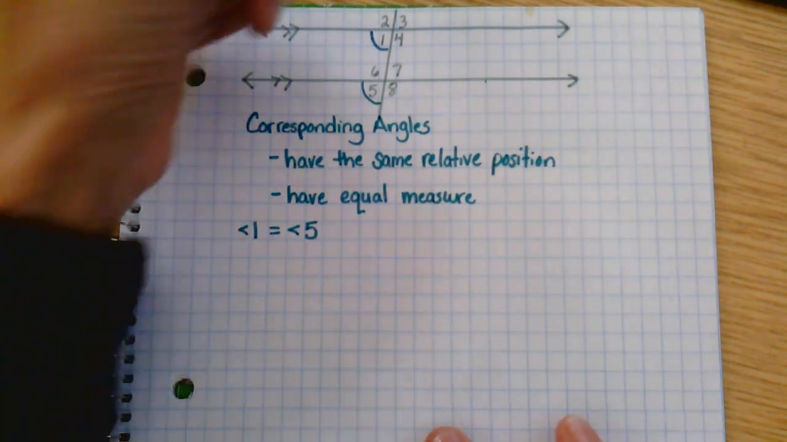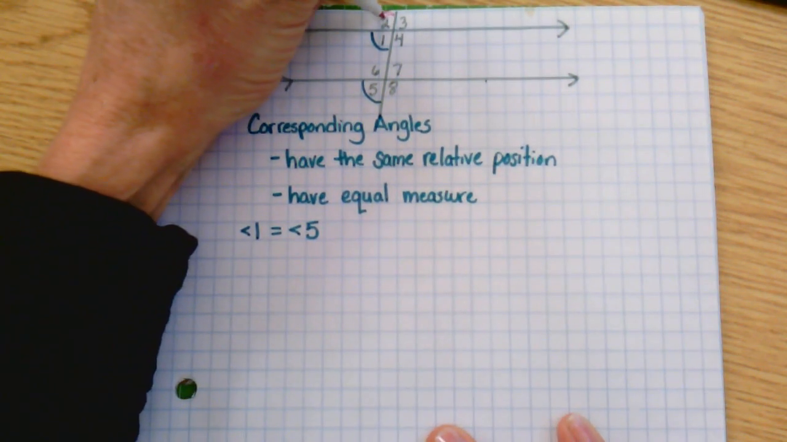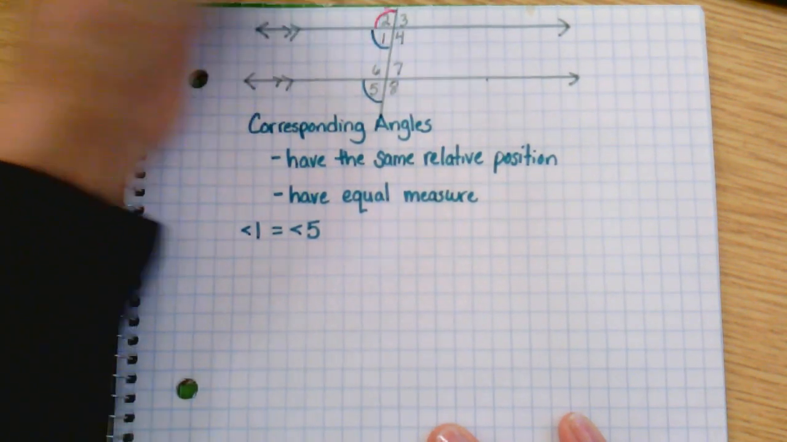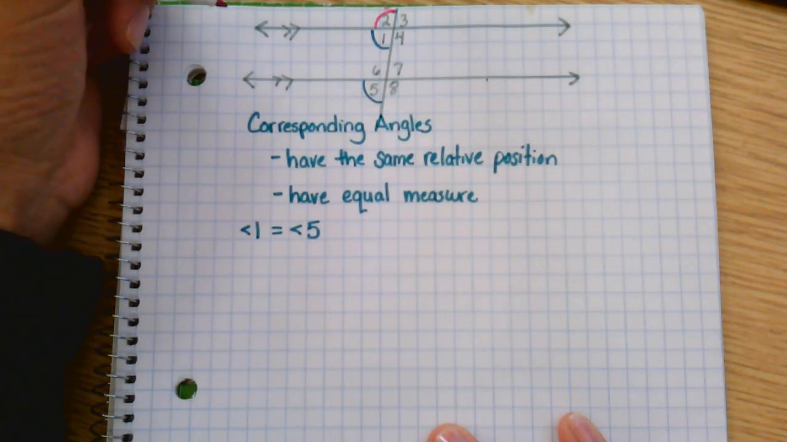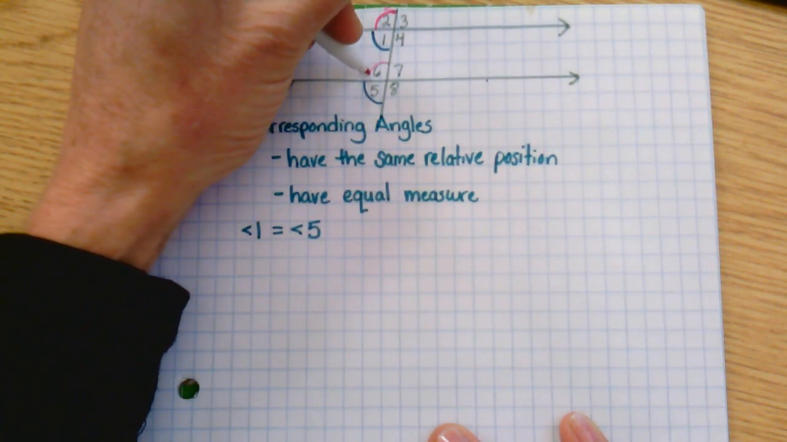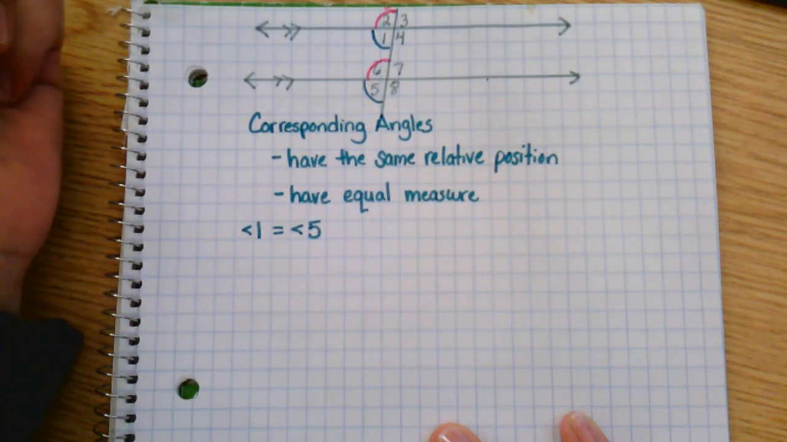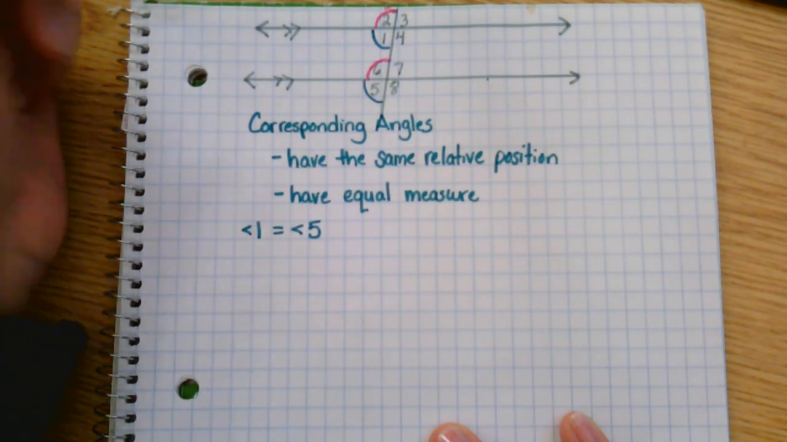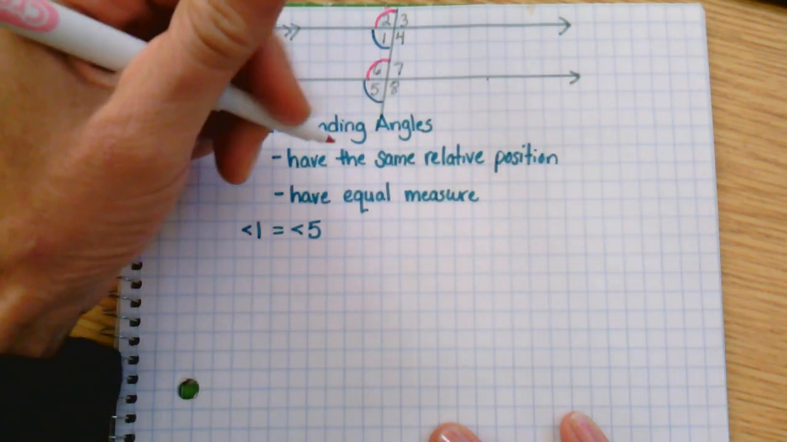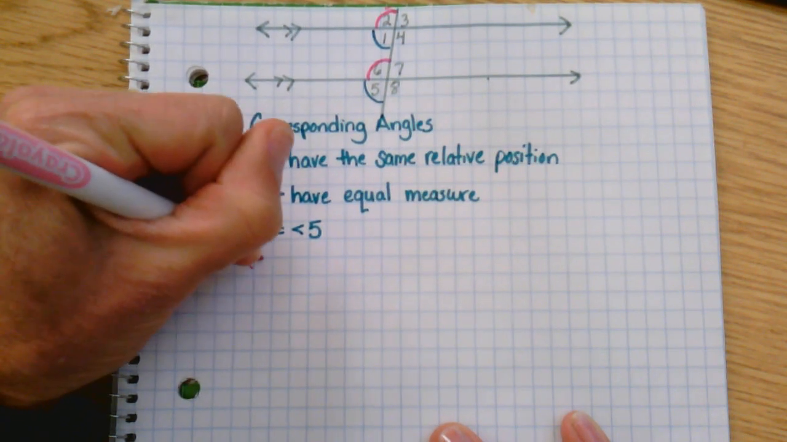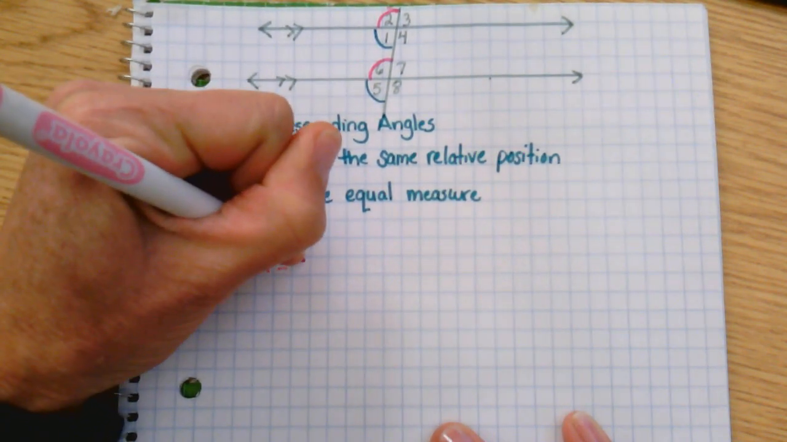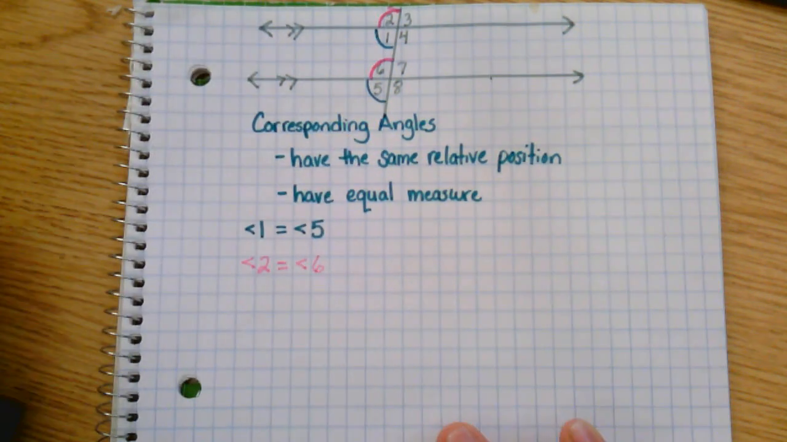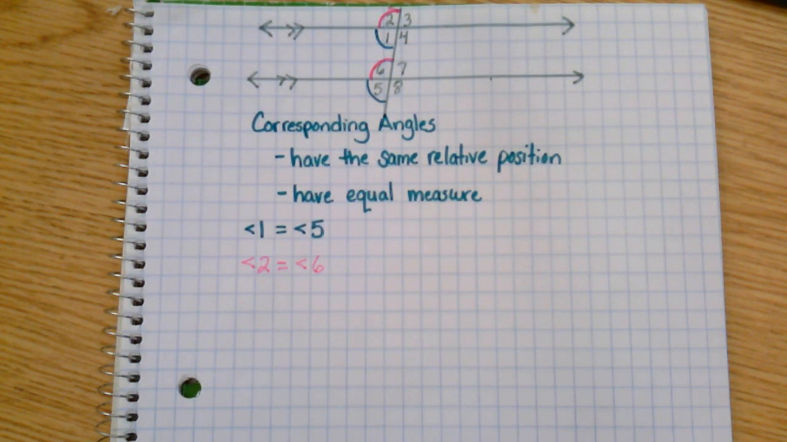Angle 2 is above its parallel line and to the left of the transversal, and that corresponds to angle 6, which is also above its parallel line and to the left of the transversal. So we also have angle 2 that is equal to angle 6 because they are corresponding angles. We have 2 more pairs left.